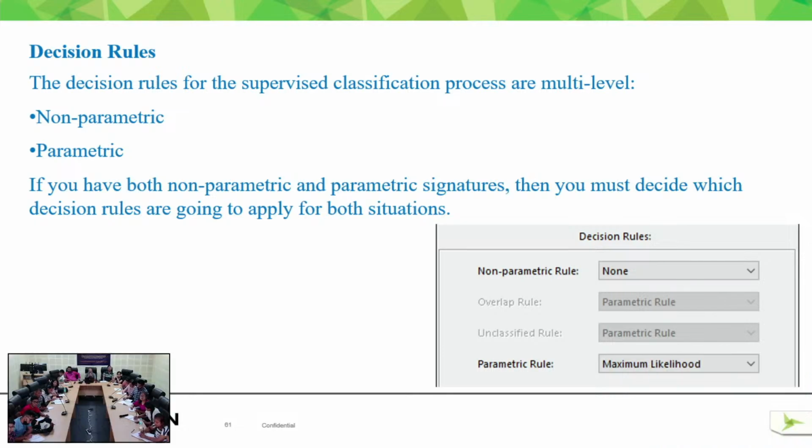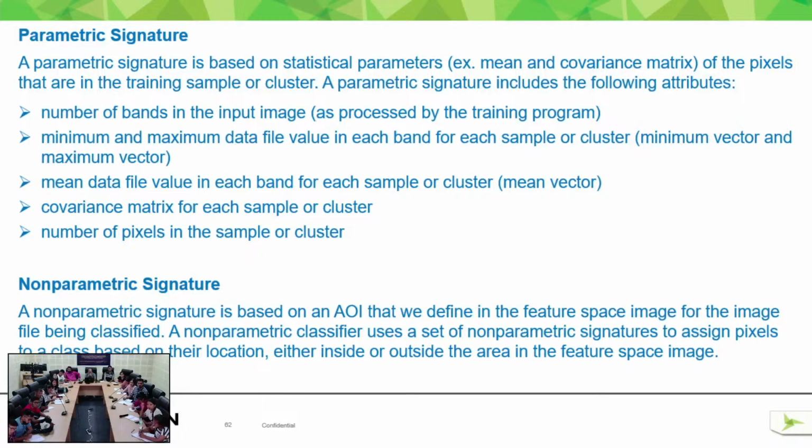Non-parametric means you have not associated with the statistical techniques. So the data will be collected without any statistical technique, and classification will be run without any statistical correlation or relation. That is the non-parametric. So non-parametric signature is based on an AOI, that area of interest, that we define the feature space image for the image file being classified.